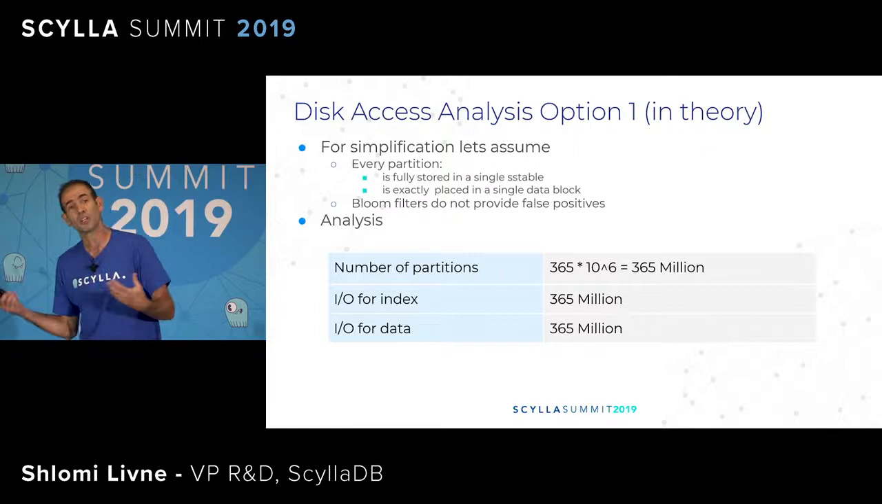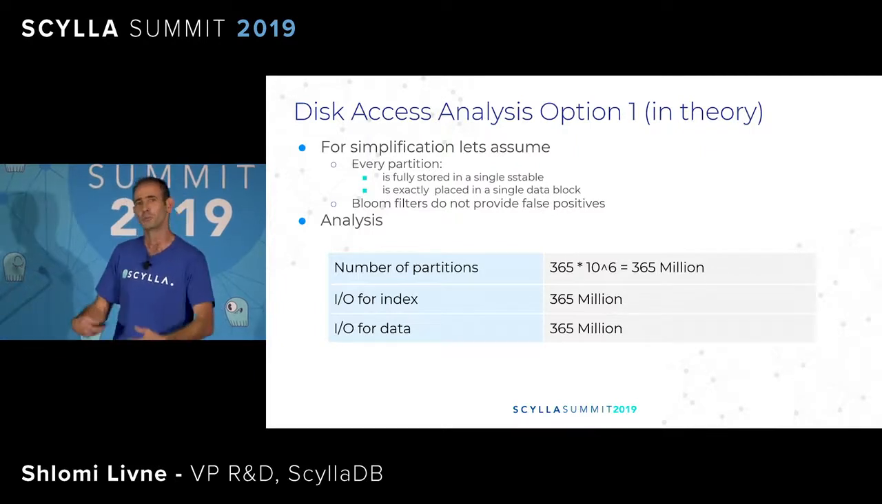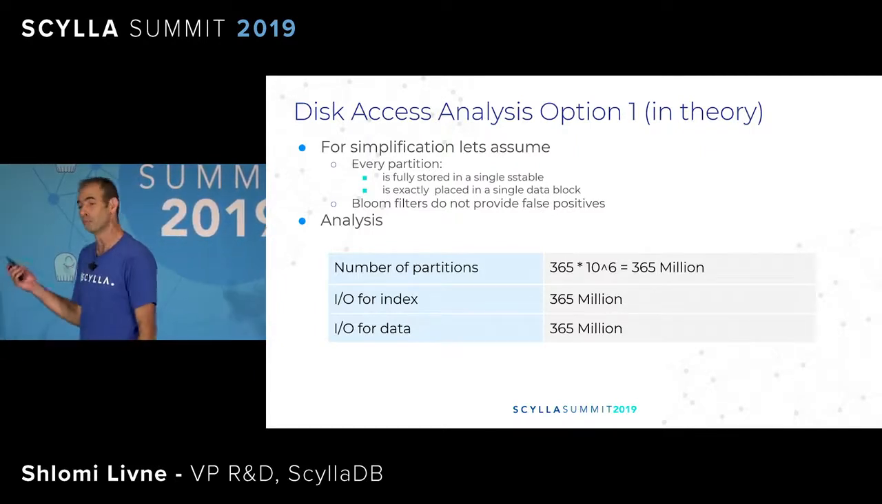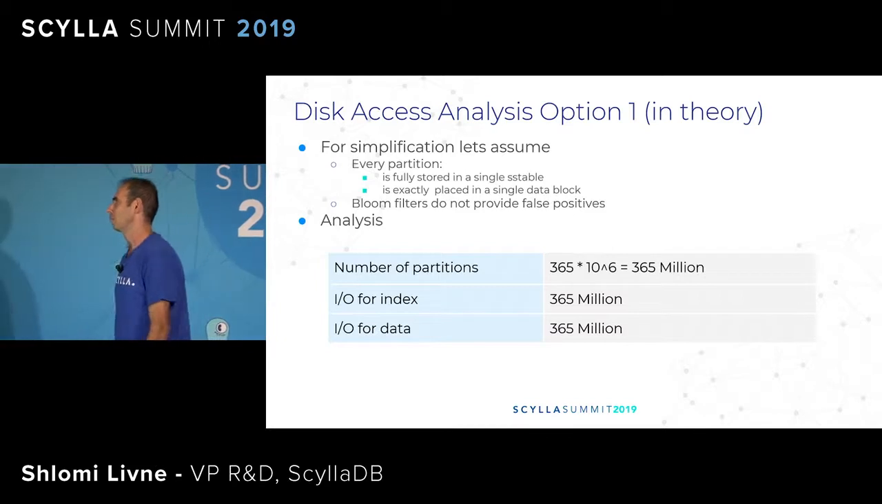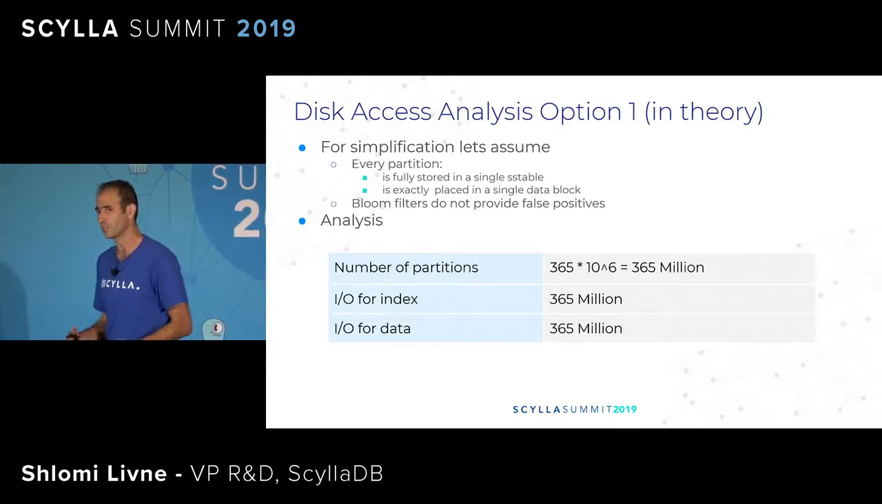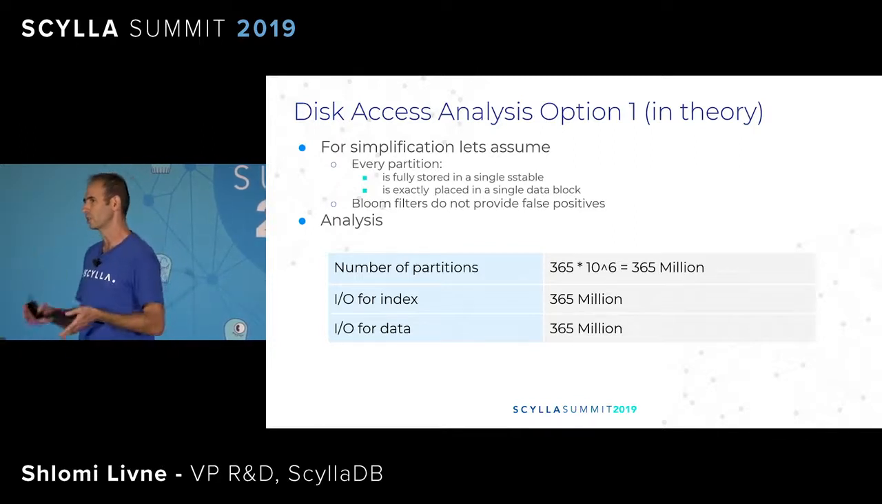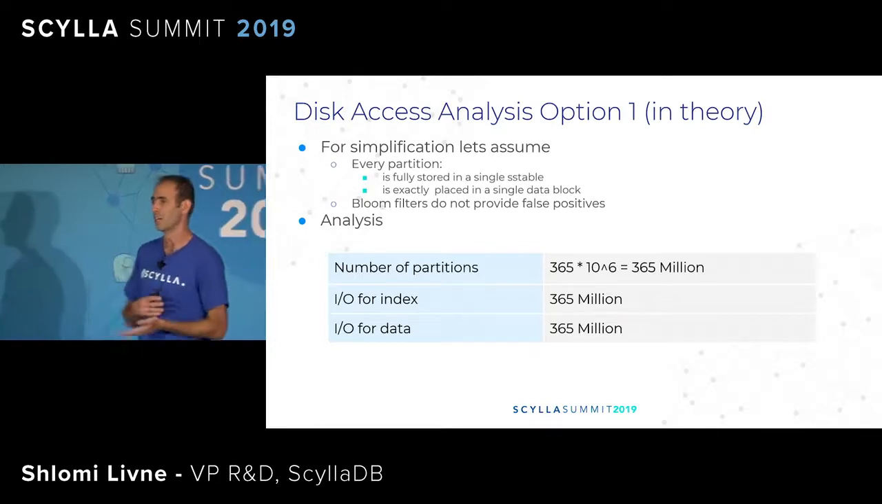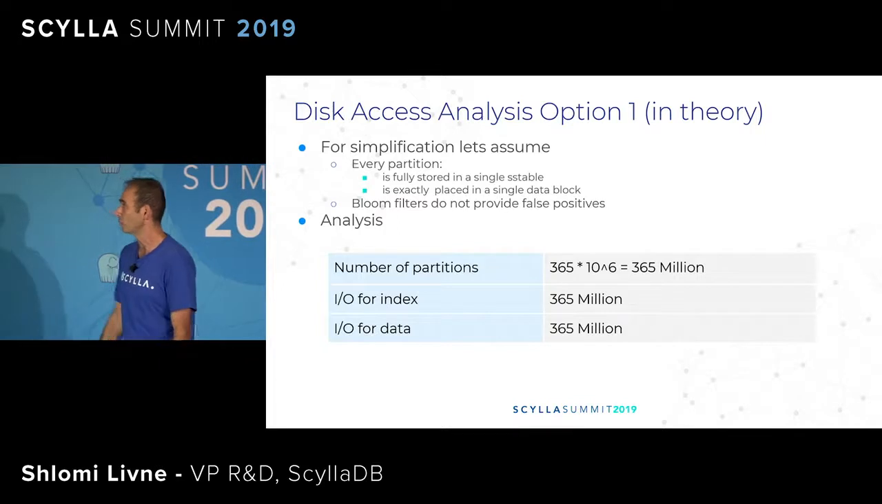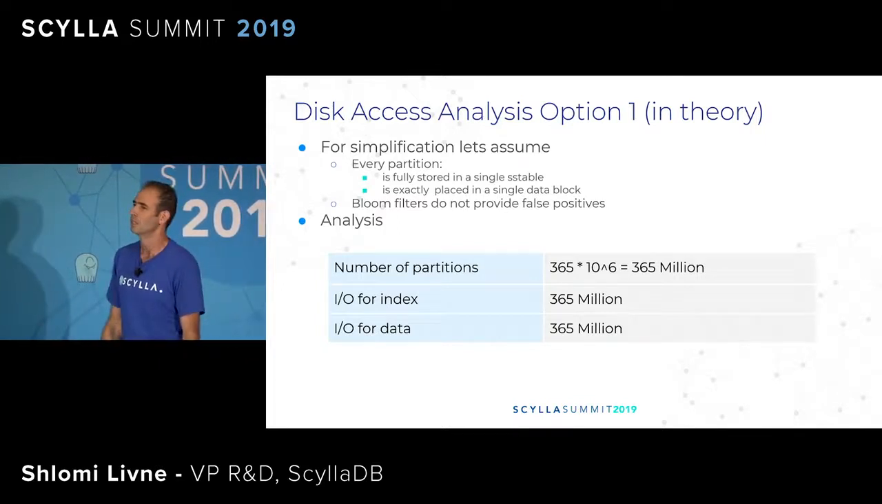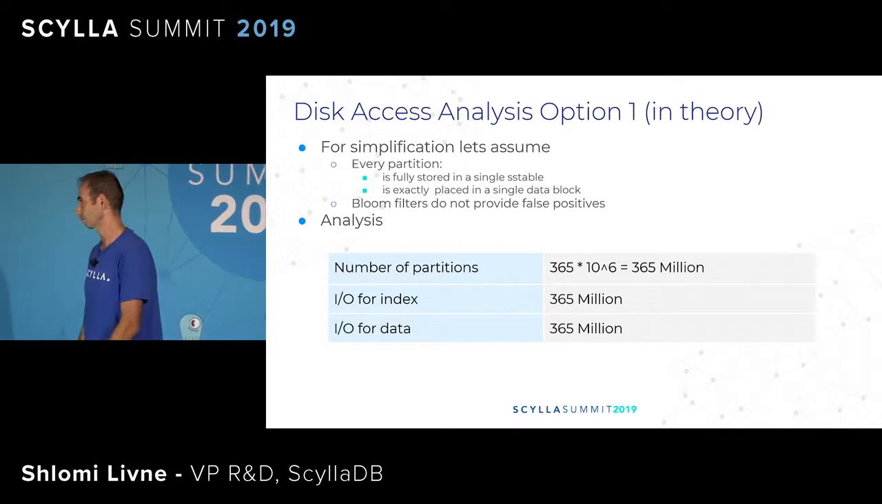Let's do a theoretical analysis. And since I want it to be easy for me and you, I have some very simplifying assumptions. So we're going to assume that a partition, again, a partition is a sensor and a date, and all the readings are going to be stored on a single SS table. And in addition to that, it's going to be perfectly placed on a data block. So every data block is a single sensor reading.